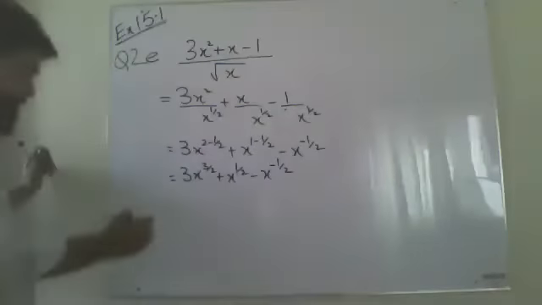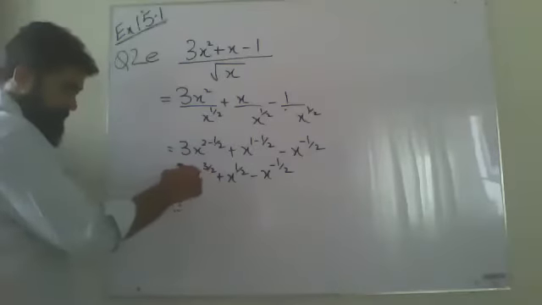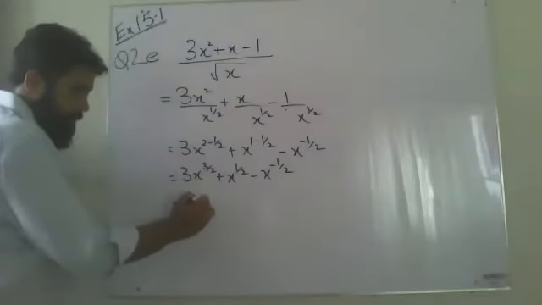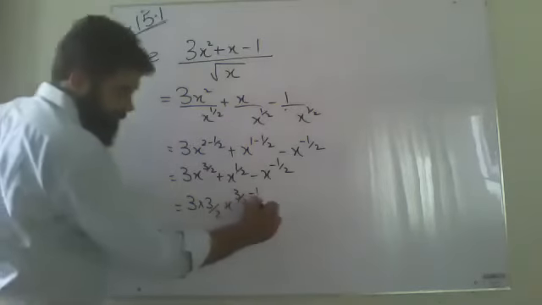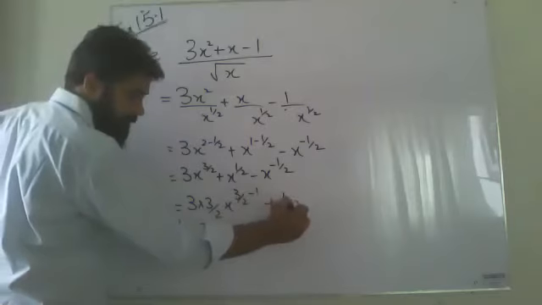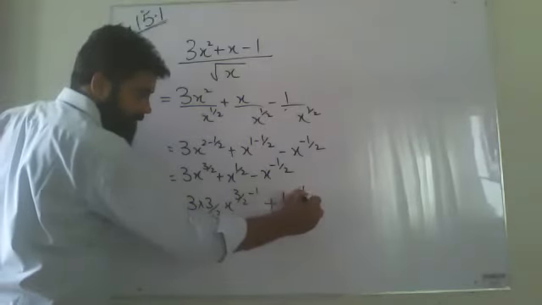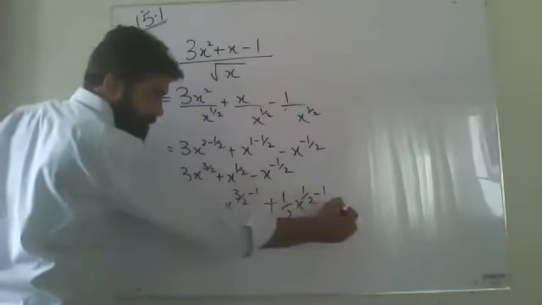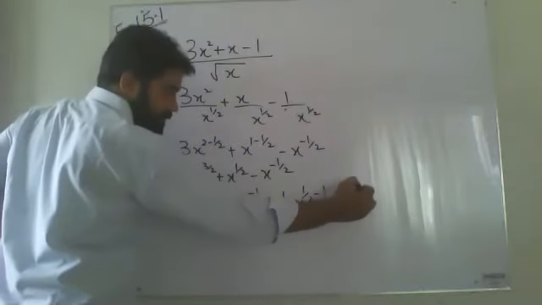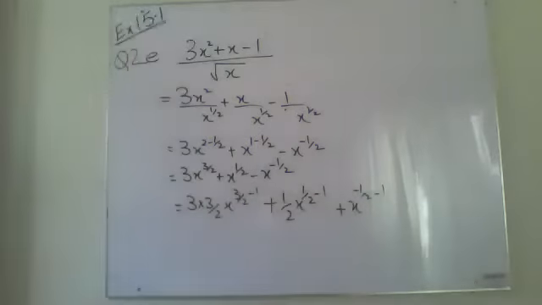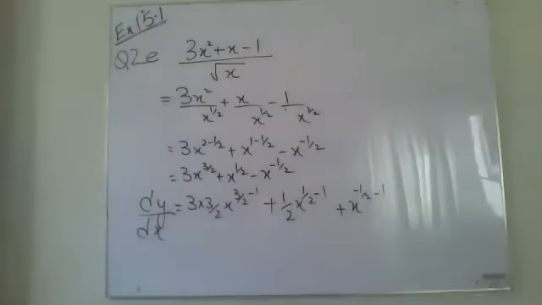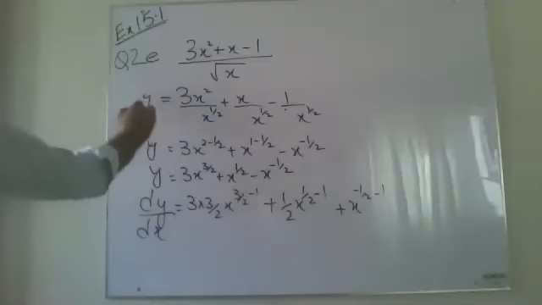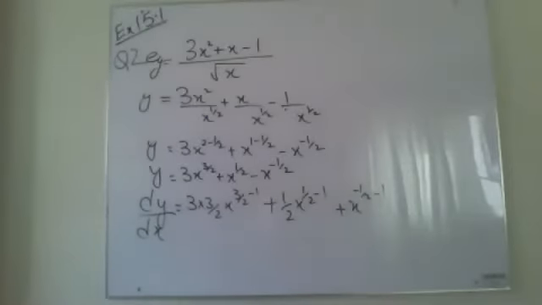Okay. Next thing. This multiplied by this. 3 into 3 over 2 x power 3 over 2 minus 1, plus half shifted, half minus 1, minus minus plus x minus half minus 1. This is my differentiation, dy over dx. Over here I have started differentiation. Before that it was just the value, and now I have started differentiation.